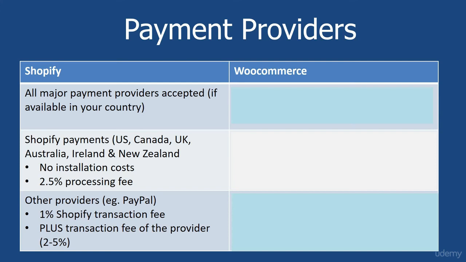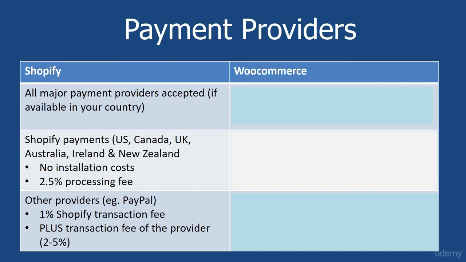So all very well if you can get Shopify Payments, but if you can't, then you're going to have to go with another provider, PayPal in this example. You're going to have to pay 1% to Shopify every time you sell, and you're going to have to pay a transaction fee to your provider of 2 to 5%.